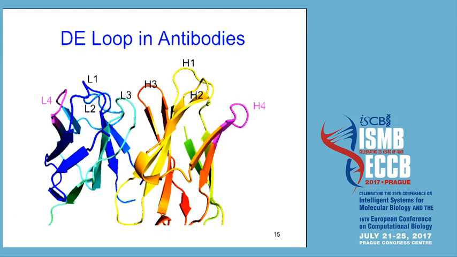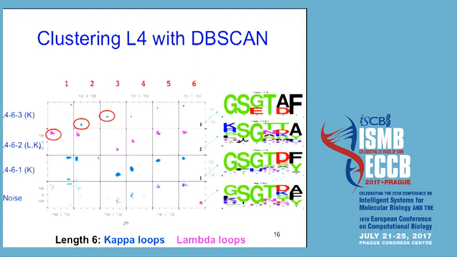We've also applied this to the DE loop in antibodies. Antibodies have the 3 CDRs on each chain. There's also another loop that is adjacent to L1 and to H1 that's sometimes called L4 or H4 or the DE loop because it connects strands D and E. So we did clustering on that. This is just the light chain ones, which are length 6, both in kappa and lambda generally.